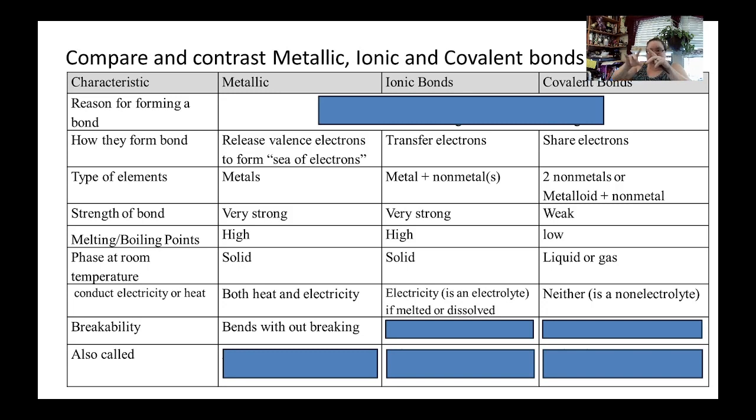attractions because of that sea of electrons. We can bend and reshape. That's why metals are malleable. That's why they are ductile. That's why we're able to make a lot of the things that we make with our metals.